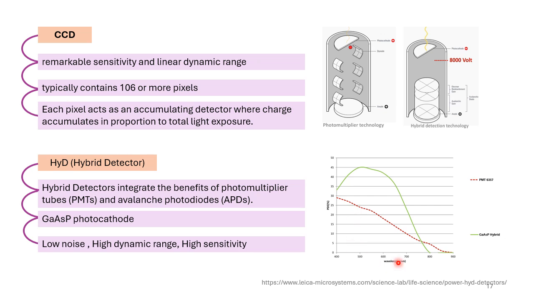So from this graph we can compare the effectiveness of this new hybrid detector. Here they have compared the photomultiplier tube and this hybrid detector's graph, and we can see from here how this green line, which denotes the hybrid detector, how efficient this hybrid detector is to detect this range of wavelengths.